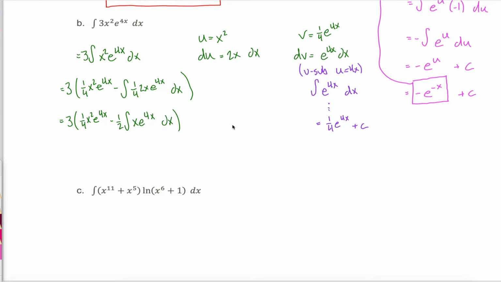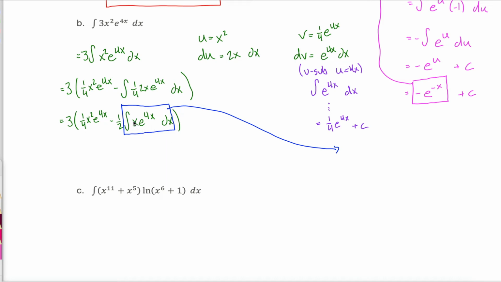I've got good news and I've got bad news. What we have left in the integral here, x e to the 4x, is simpler than what we started out with, 3x squared e to the 4x. That's the good news. The bad news is the integral of x e to the 4x is not something that we can immediately figure out. What we're going to need to do to evaluate the integral of x e to the 4x dx is use integration by parts. What, again?